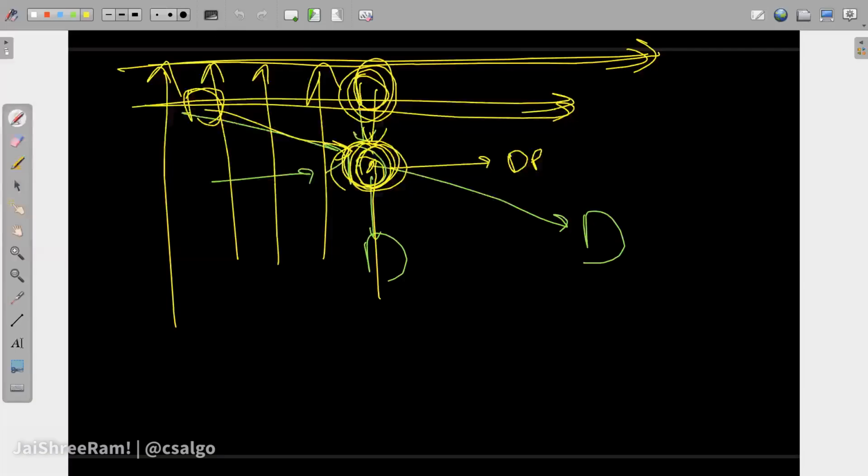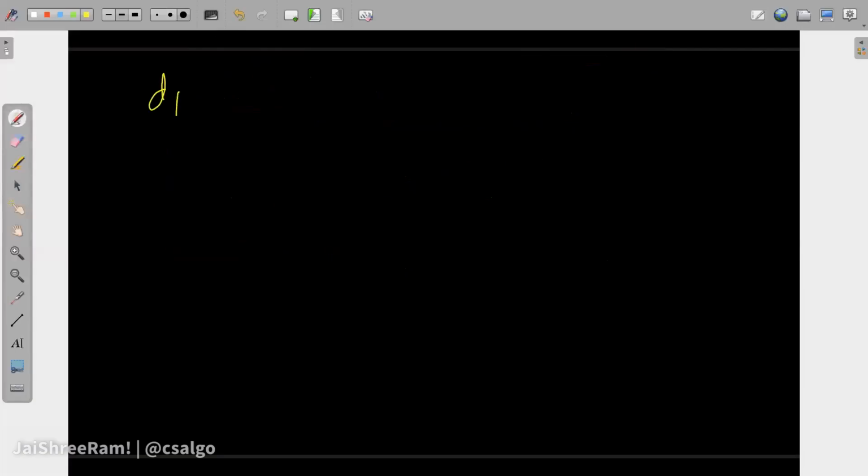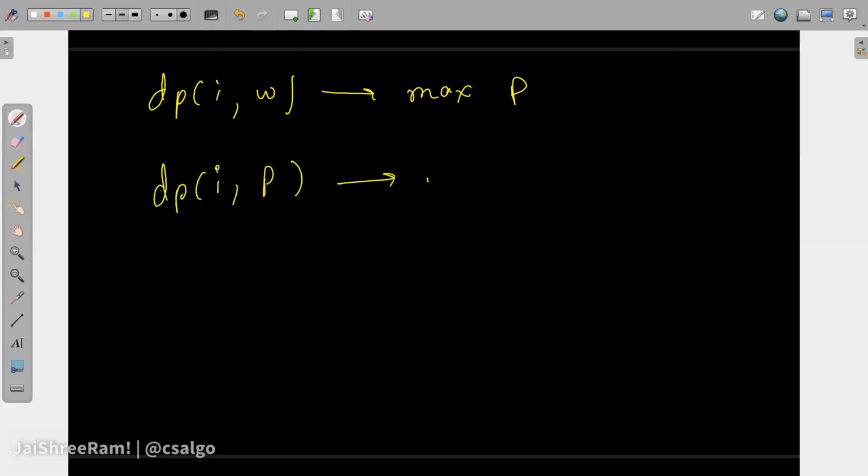Earlier we were keeping dp of I comma weight equal to the max profit that I can create with this state. Now in this particular problem we use dp of I comma some particular profit that we are making, which will store the minimum weight with which we can create this particular profit. Earlier we were keeping weight over here and max profit as a result. Now we are saying: given a profit, what is the minimum weight in which I can create this particular profit? This is the dp that I'm trying to create.